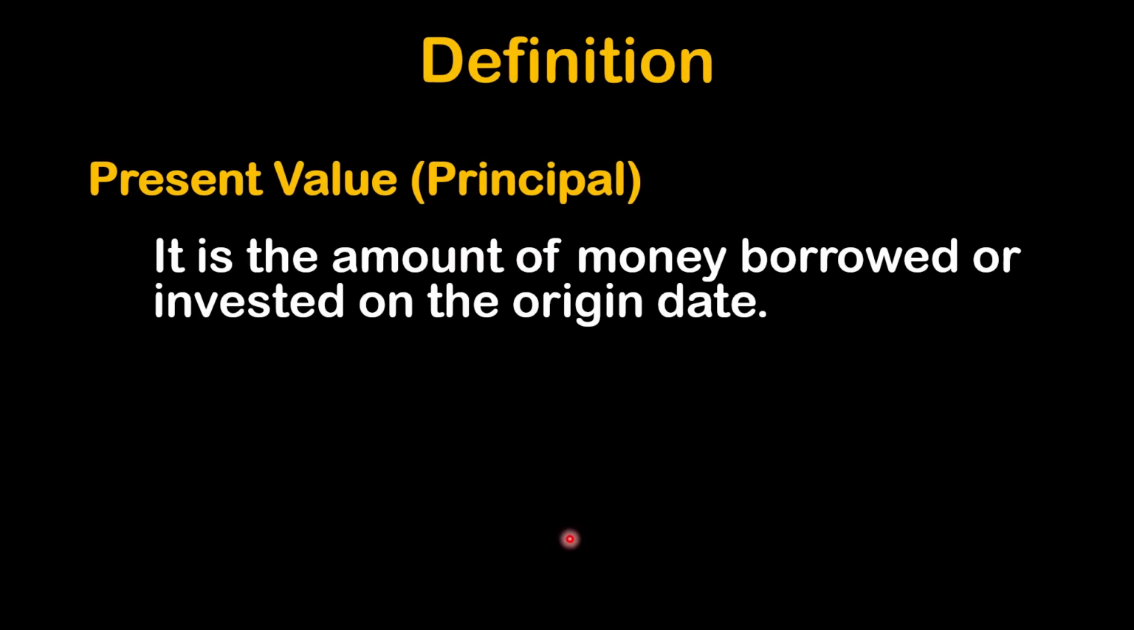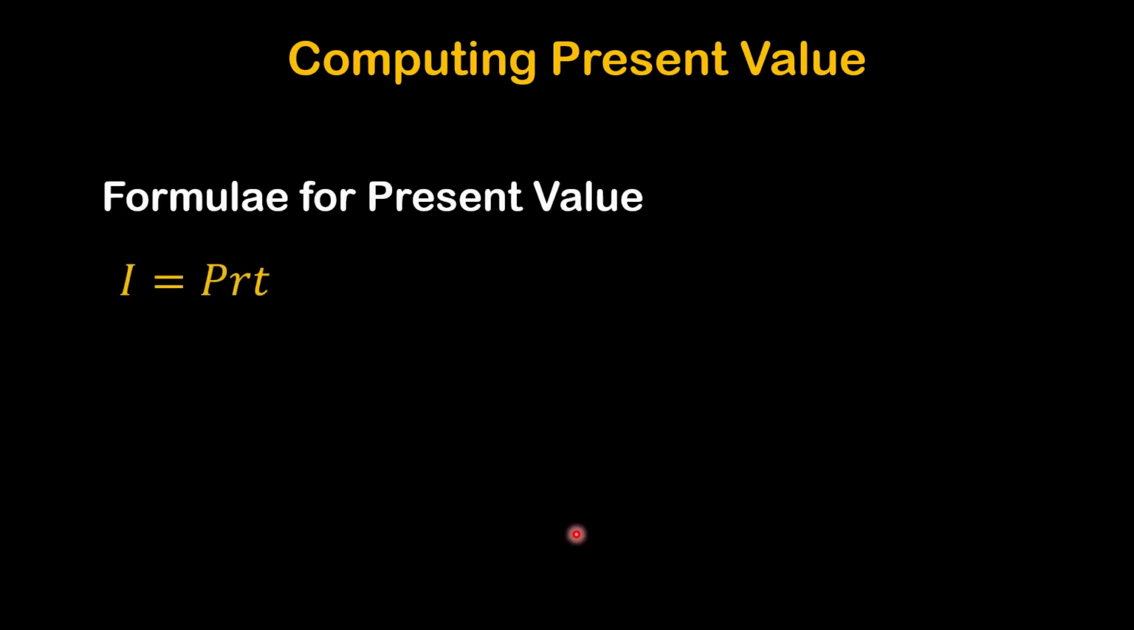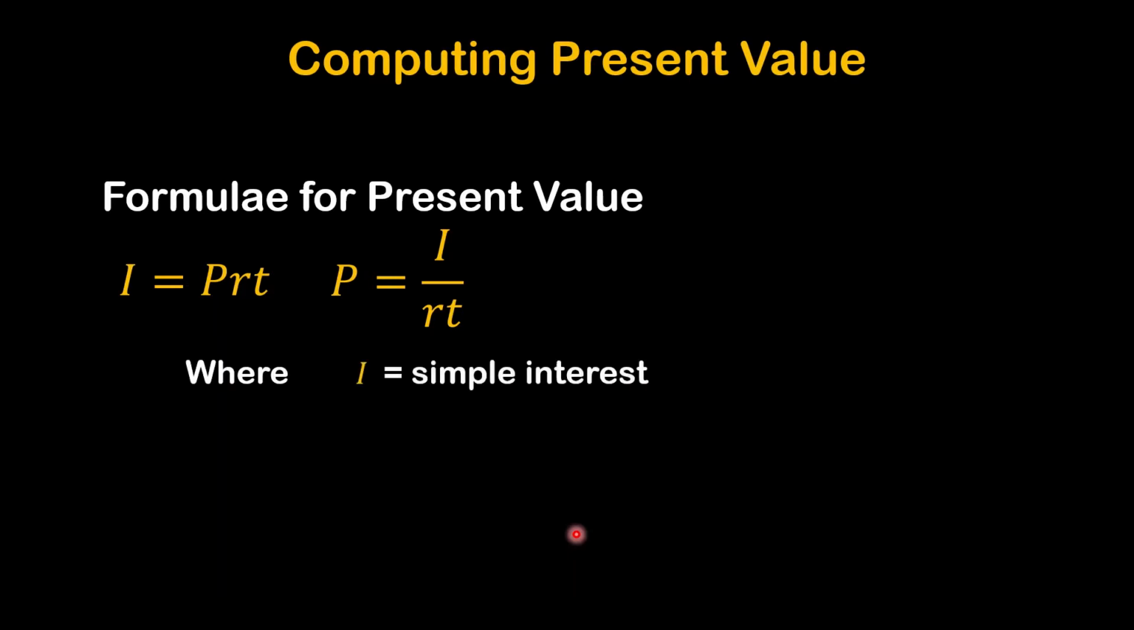Now, to compute the present value, we need to get familiar with the formulas that we encounter in problems about simple interest. So, let's start first with the formula for the interest. From the formula of interest, we can derive the formula for present value, which is P is equal to I over RT. In this case, I is the simple interest, and P is the principal amount.